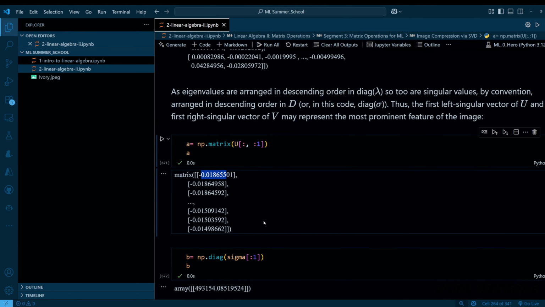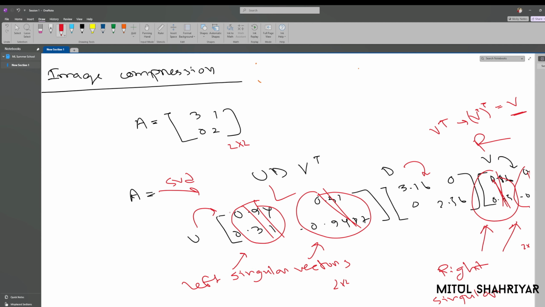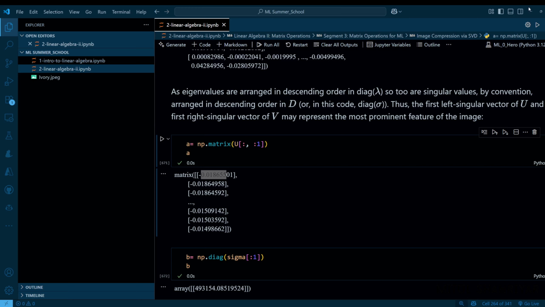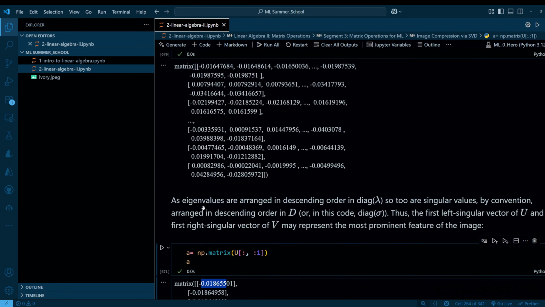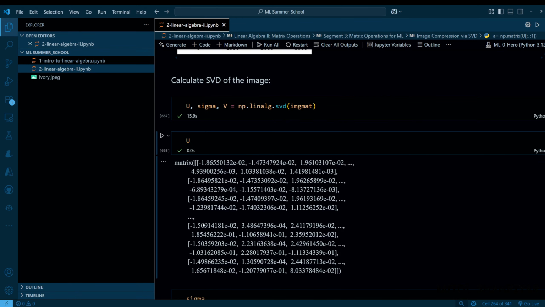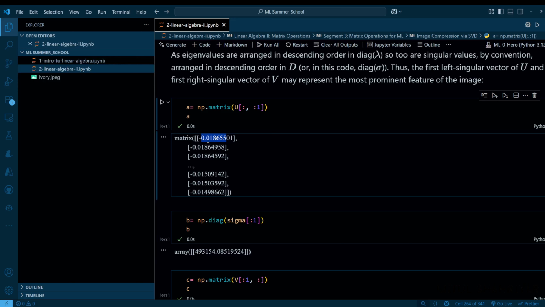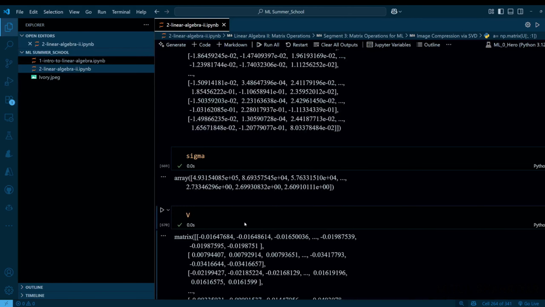So let me clarify what we are looking for. As I mentioned, this is a matrix, right? And I'm trying to create a vector having all of the values of the first column. So using the first column of u, we can create what we can call a left singular vector. Then we can create that from the diagonal again, from the sigma, which we have here.